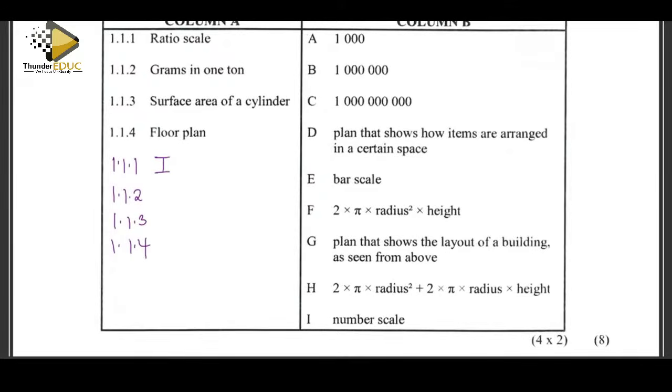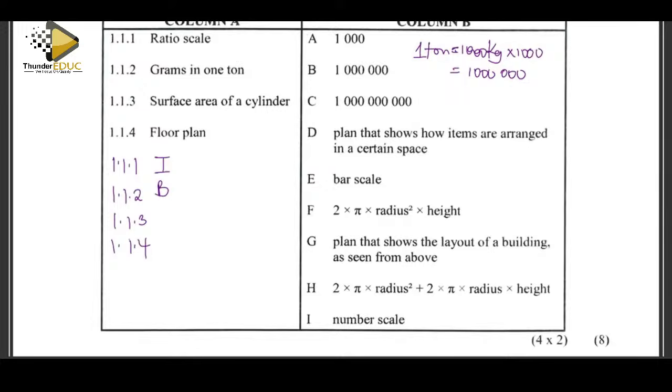1.1.2, grams in 1 ton. Remember, 1 ton has 1,000 kilograms, and 1 kilogram has 1,000 grams. So that means you multiply by 1,000. So this one gives you 1 million. So here, 1 million, it's B.